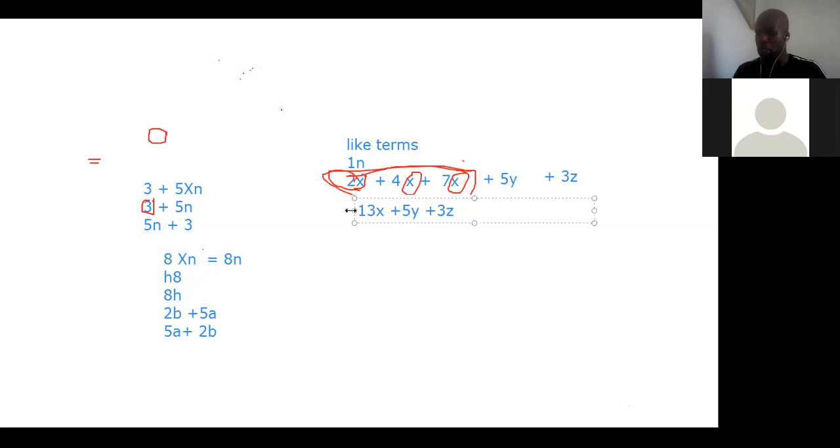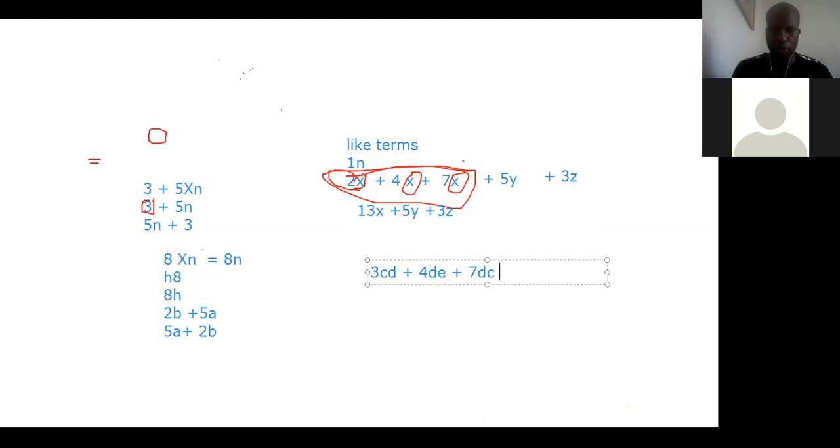Right. So I've got these ones: 3cd plus 4de plus 7dc minus 2ed. 2ed and 4de, they are the same. I will justify this. Let me just write the number here: 3cd plus 4de plus 7dc minus 2ed, like this.